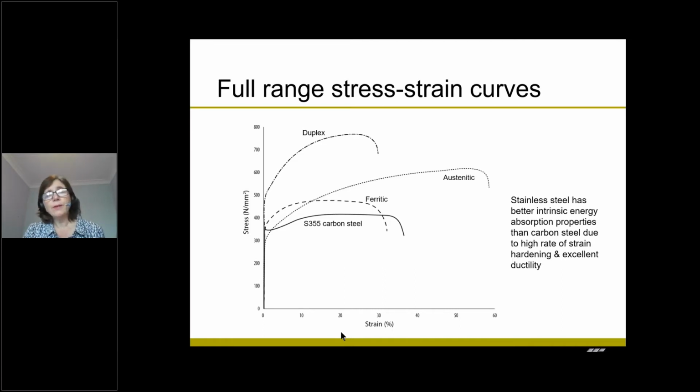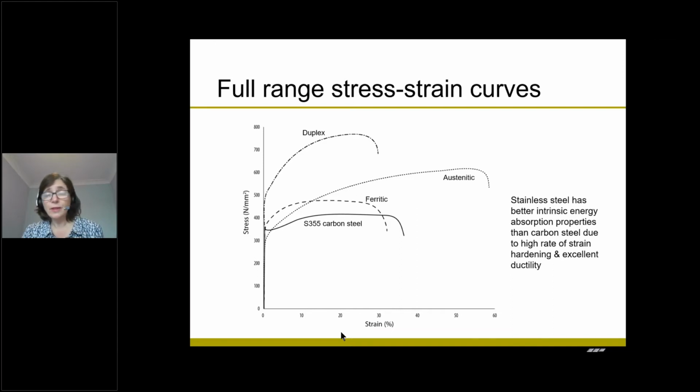The presentation basically is focusing on the duplex stainless steels, which I'd like you to think of as very similar to the S460 carbon steel family we're seeing increasingly used in bridge structures. So similar strengths, 460 megapascals as S460.